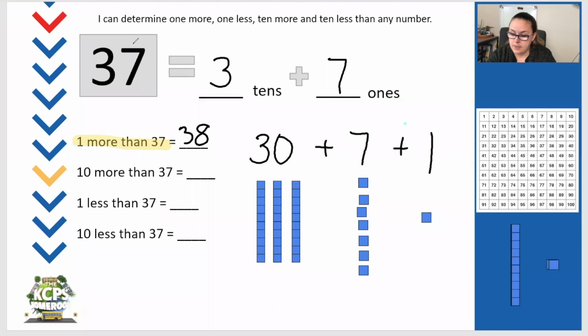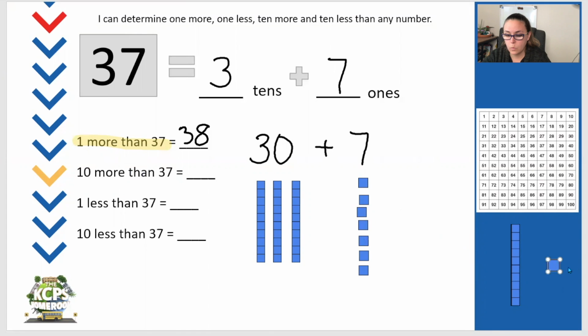So I'm going to erase this part because now we need to talk about 10 more than 37. So I'll fix this block here and put it back. And now let's talk about 10 more than 37.